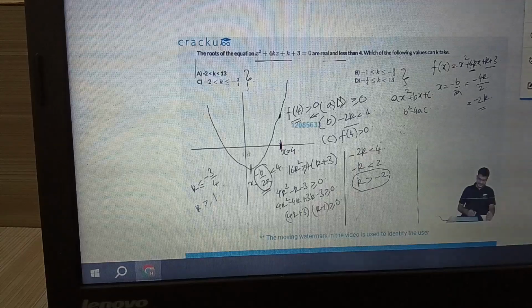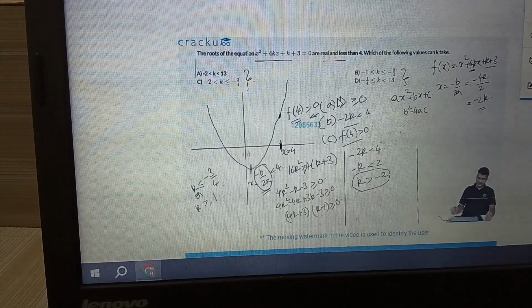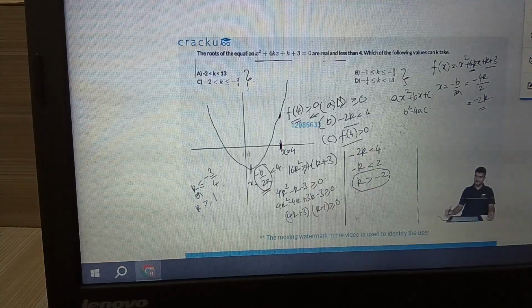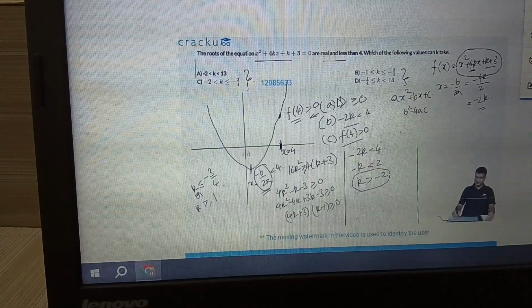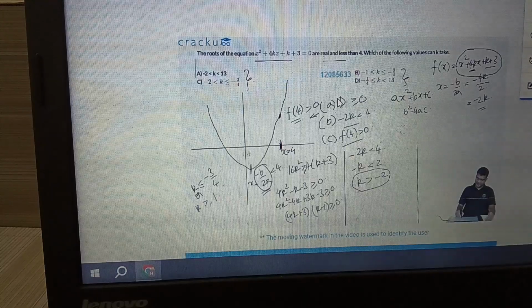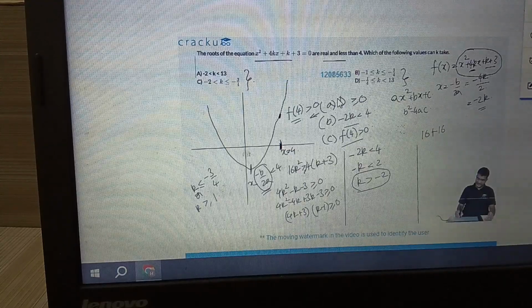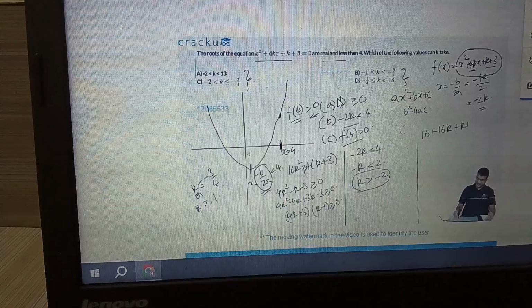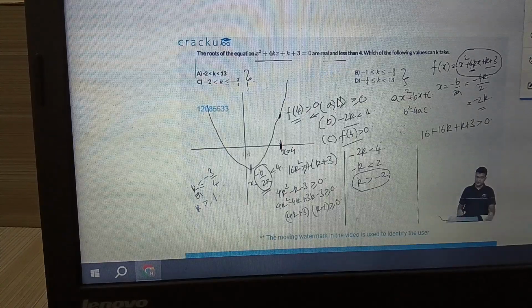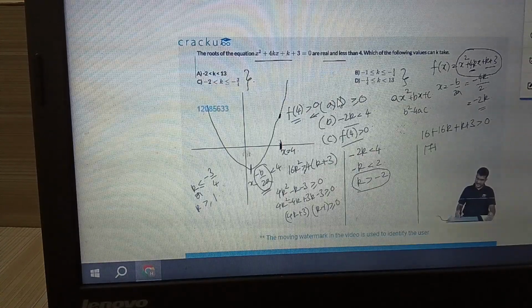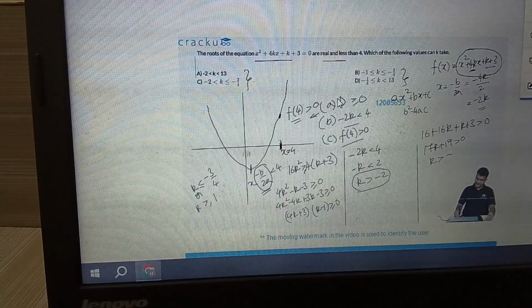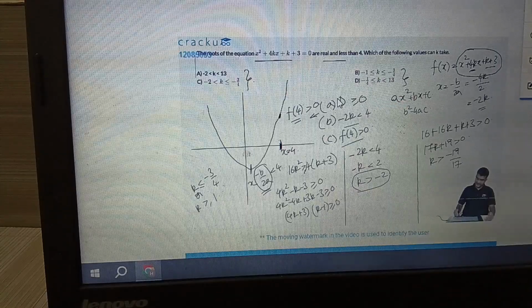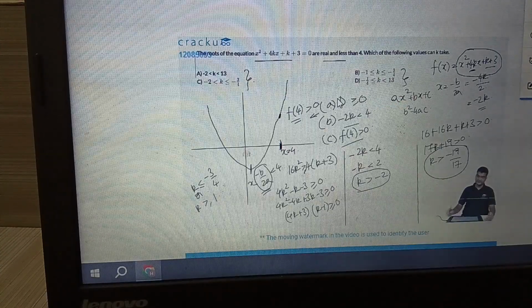What is the third condition? The third condition is that f of 4 is greater than 0. That is, when you substitute the value of 4, this should be greater than 0. So substituting the value of 4, this is x squared, which is 16, plus 16k plus k plus 3 has to be greater than 0. Or you want 17k plus 19 to be greater than 0. Or you want k to be greater than minus 19 by 17.